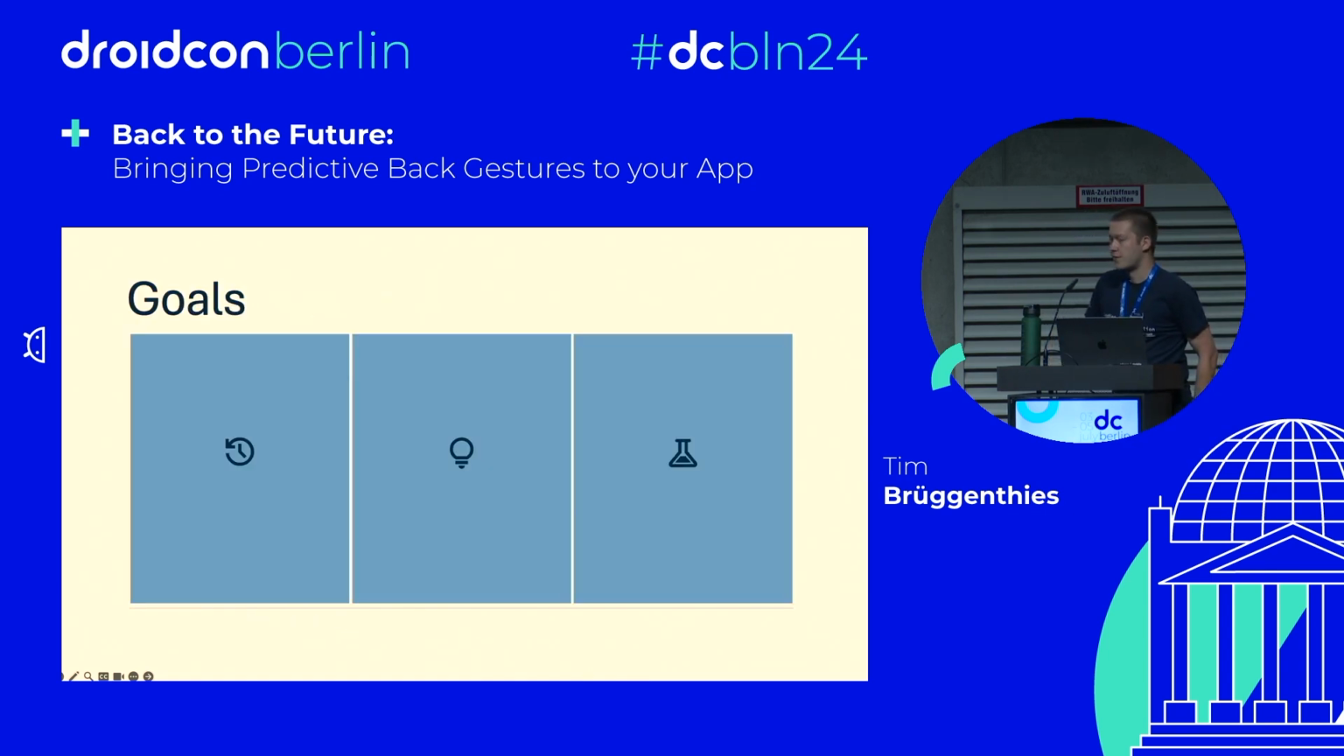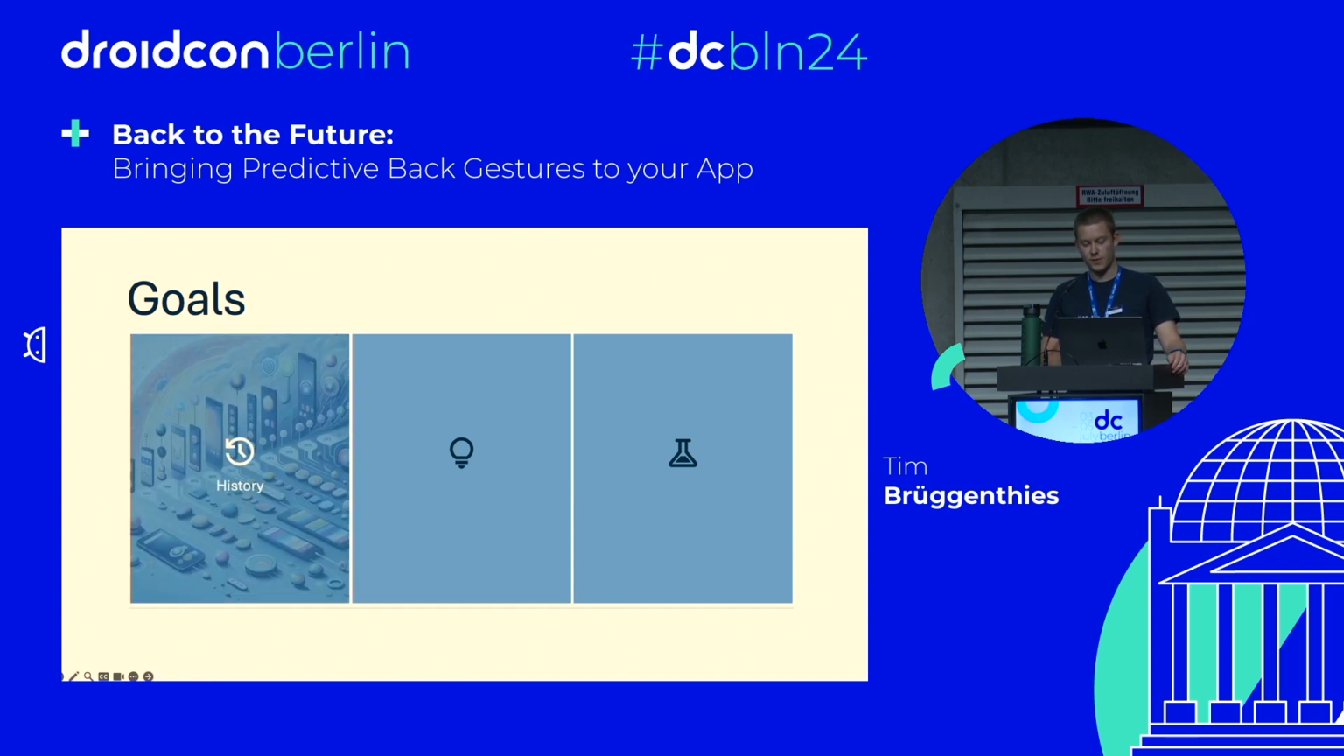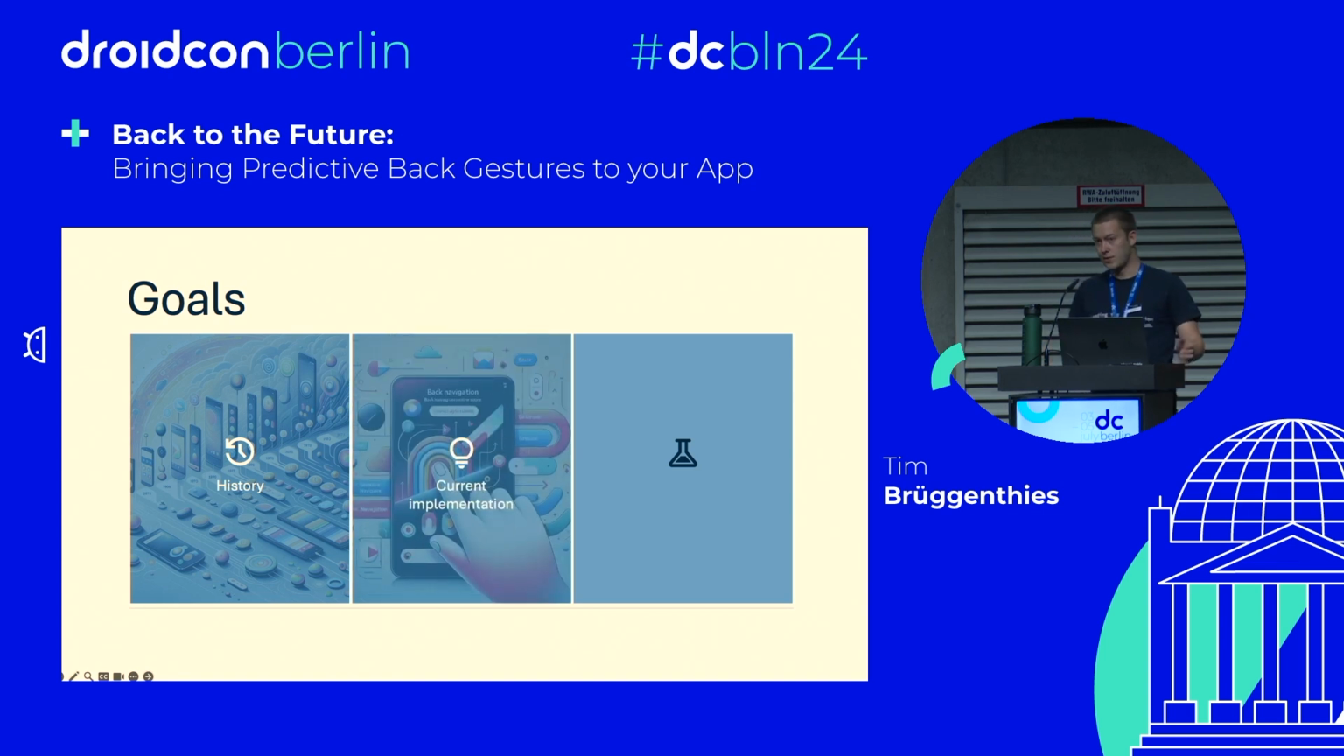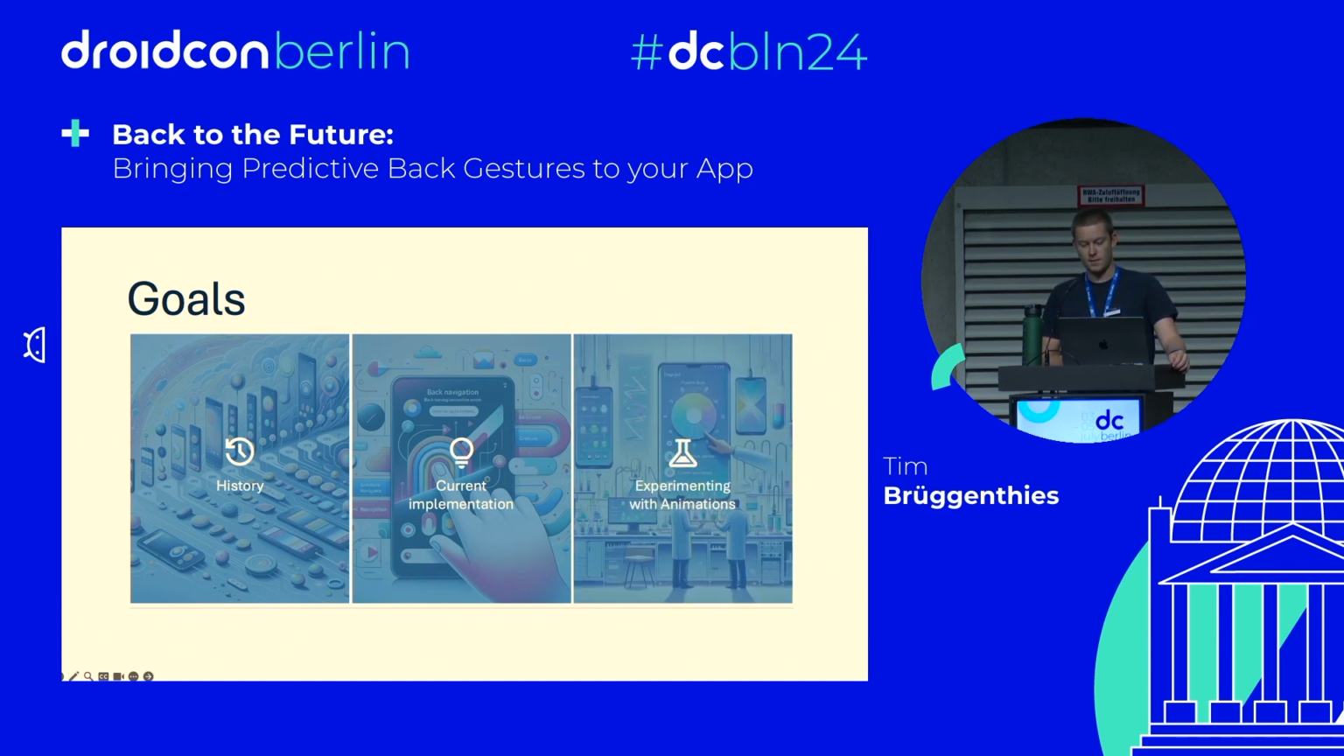So what are the goals for my talk today? Basically, we have three things to get done. First of all, I want to quickly go through some history about the predictive back gesture, or basically everything about back animation on Android. Then we want to look at the current implementations and what we can actually do with the new predictive back gesture. And lastly, some experimenting with animations and what we can do to actually use this new API.